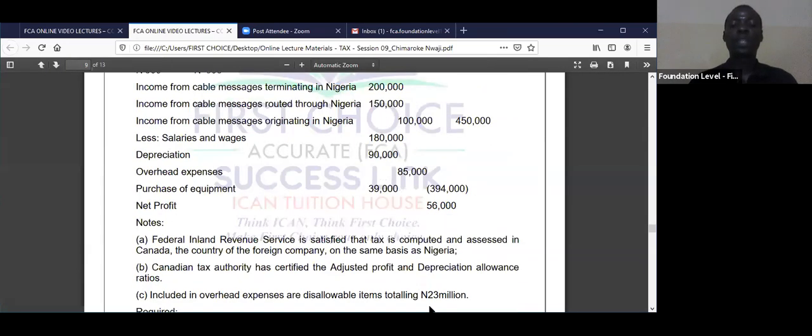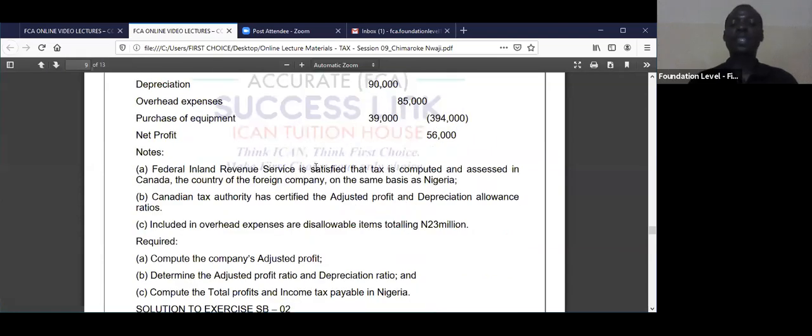Now look at the notes. Then I said the FIRS is satisfied. You should be looking for that word, that the tax computed and assessed in Canada is the same basis with Nigeria. So when you see is satisfied, it's a nod for you to say method 1 is to be used. This is telling you the method to be used. Now, the Canadian Tax Authority has certified the adjusted profit and depreciation allowance ratio. So if they have certified it, and the FIRS is saying that they are satisfied with the way they are computing, it also means the FIRS will certify it. So that means what they are saying is that the adjusted ratios and depreciation ratio that is used for worldwide should be applied to Nigeria.